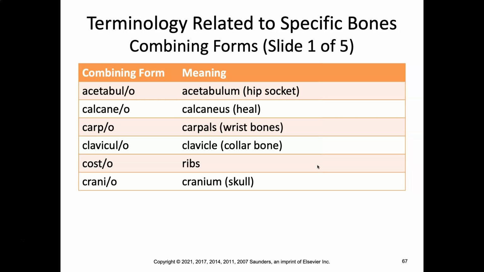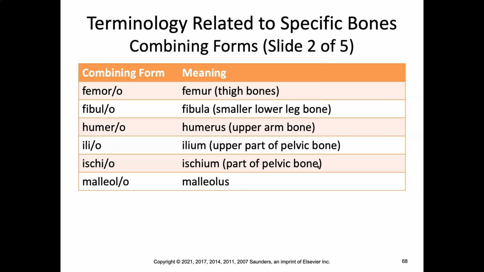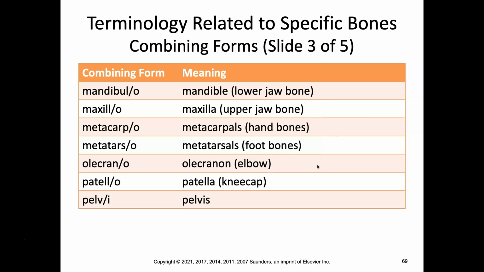More combining forms. Acetabulo, calcaneo, carpo, claviculo, costo, cranio. Femoro, fibulo, humero, ilio, ischio, malleolar, malleolo. Mandibulo, maxillo, metacarpo, metatarso, olecrano, patello, pelvi. Watch out there. There's an I there for pelvi. So make sure you make a note of that.